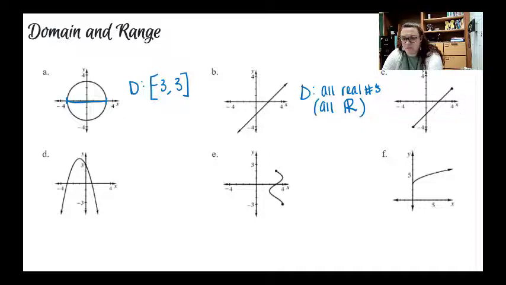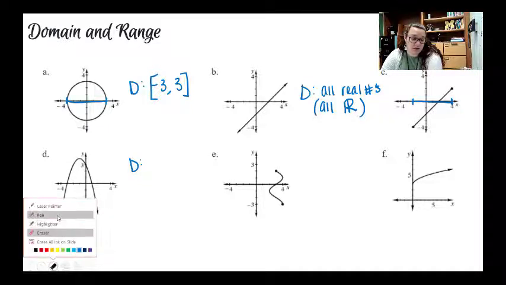I kind of ran out of room for C, so I'm going to do it up here. Domain. Look at this one. It goes from this spot, which looks like -2, all the way up to this spot, which is at 4. So from -2 to 4, including both of those, so brackets. Let's try this parabola. It goes on and on forever in both of those ends, left and right. So I'm going to say it goes all real numbers again.